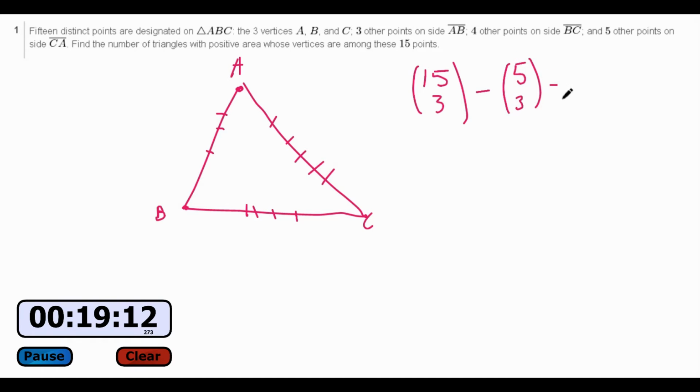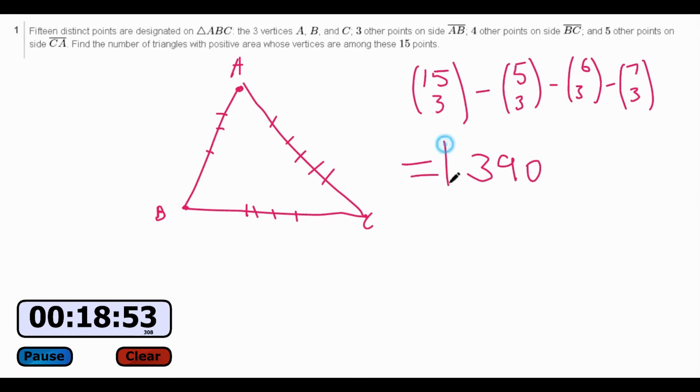And then same thing, we also need to get rid of all the triangles with all 3 vertices on BC, which has 6 points. So 6 choose 3. And then finally, same thing with AC, which has 7 points on it. So our final total is 15 choose 3, minus 5 choose 3, minus 6 choose 3, minus 7 choose 3, which, if you evaluate it, equals 390. So that is our first answer. Alright, next problem.